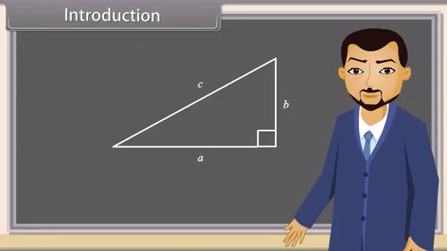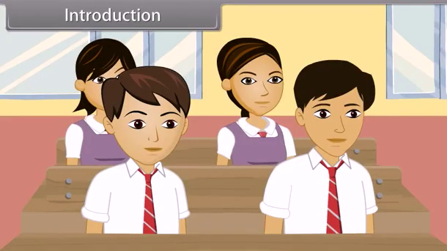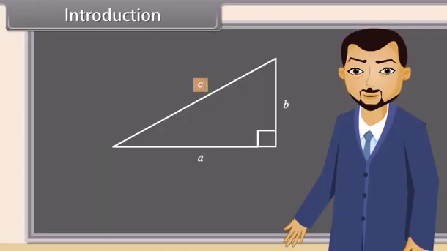Introduction. Students, this is a right-angled triangle. Can you tell which side is the hypotenuse? C is the hypotenuse. Yes, C is the hypotenuse. So by the Pythagoras theorem, C square is equal to A square plus B square, we will prove some trigonometric identities.